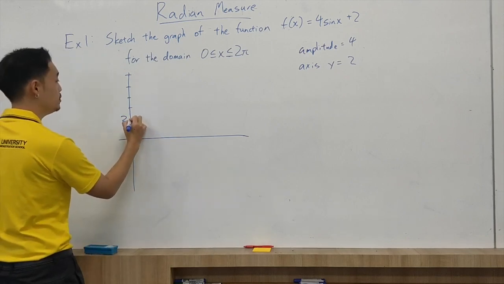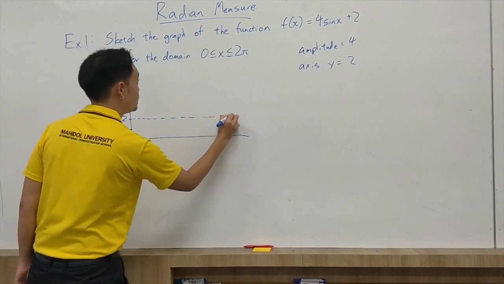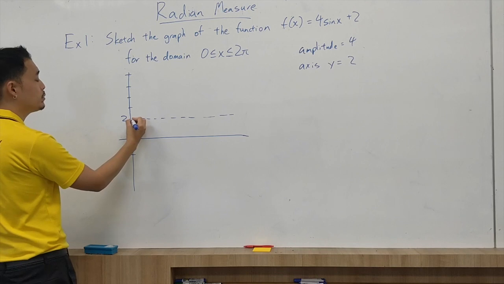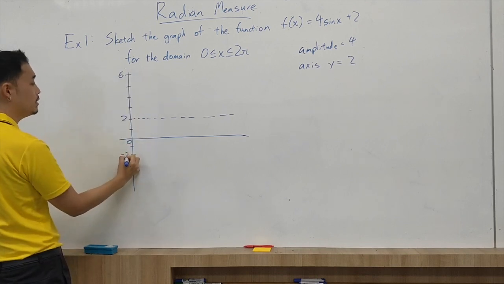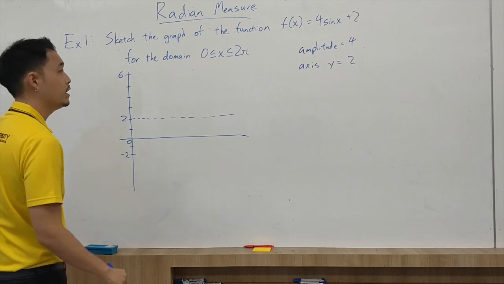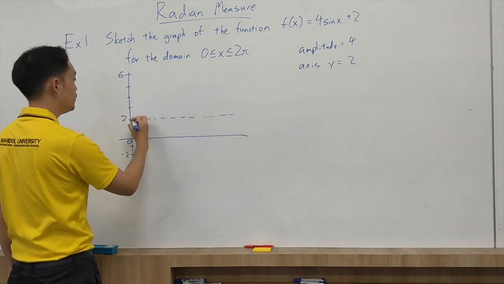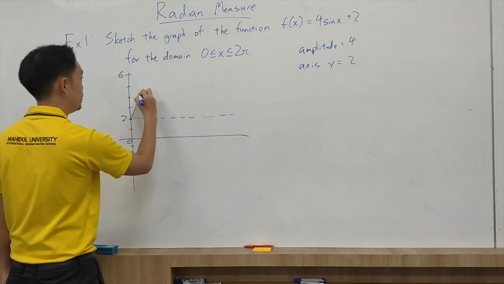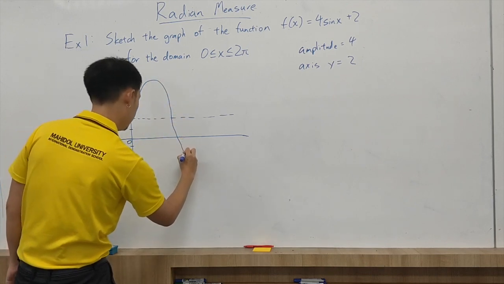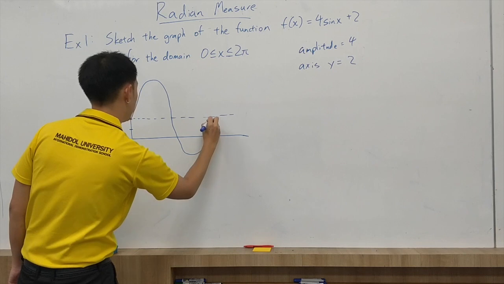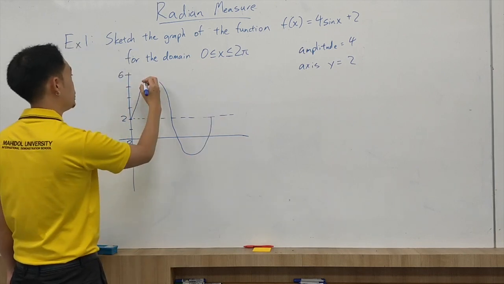So here's our 2, here's our axis. Amplitude of 4 means that we're going to go as high as 6, and we're going to go as low as -2 on our graph. And from there, it's just a normal sine graph, right? Going up, going down, and finishing back at the axis. Sorry, this should go a little bit higher.